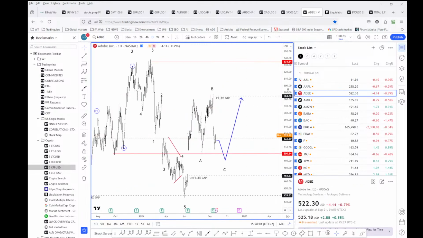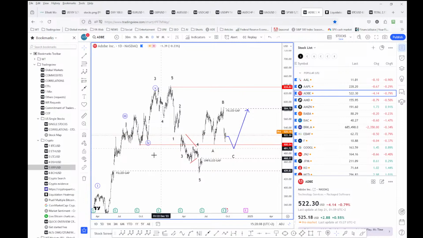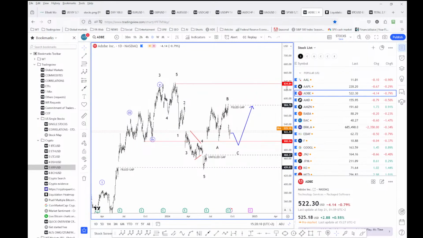Here's Adobe. Now this one is quite interesting because it loves the gaps. As you can see, always when I'm looking at single stocks, gaps play a very important role. Firstly, when they are unfilled, they act like a magnet. When they are filled, the market reverses, because unfilled orders in that unfilled gap will get executed and flows will change.